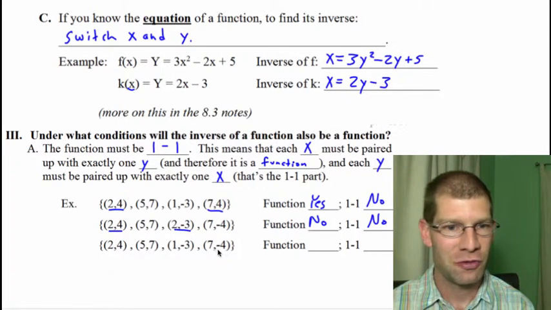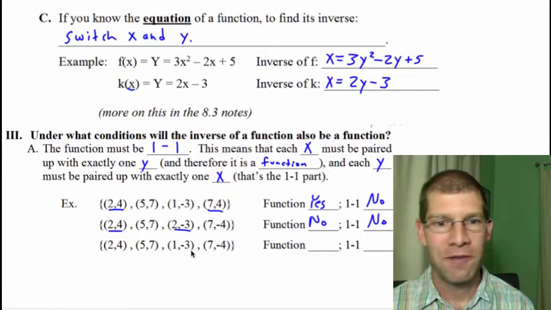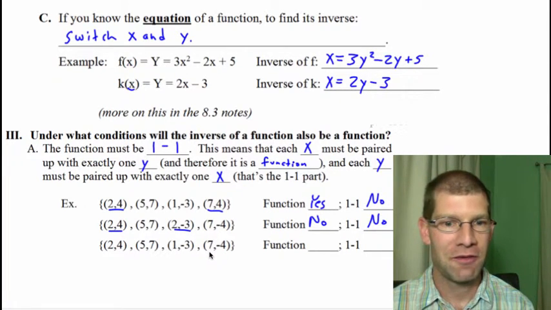When x is 2, I don't have any different y's. 5, 7. When x is 5, there's no other y value. When x is 1, there's no number other than negative 3. When x is 7, yep, so this one is a function.